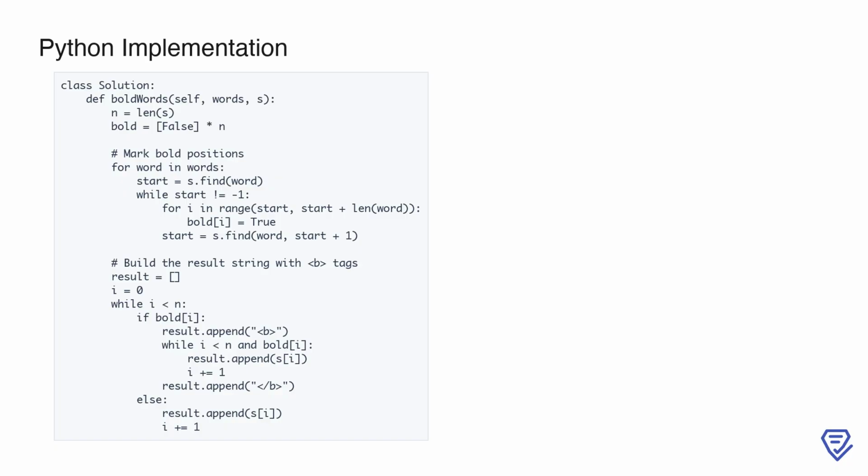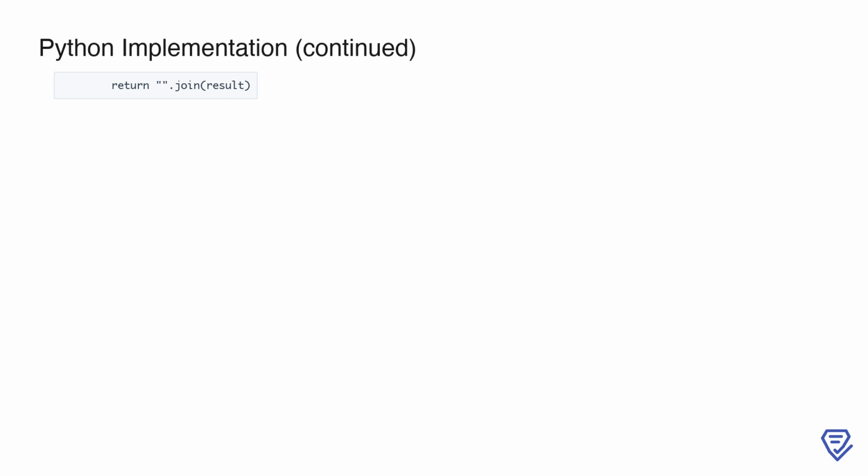Once this process is complete, the bold list will indicate which characters in S need to be enclosed in bold tags. With the bold list prepared, we now construct the resulting string. Using a while loop, we iterate through the string S. If the current character needs to be bolded, as indicated by the bold list, we append an opening B tag to the result list. Then, we continue appending all consecutive bolded characters from S until we encounter a non-bolded character, at which point we append a closing /B tag. If a character does not need to be bolded, we simply add it to the result list as is.